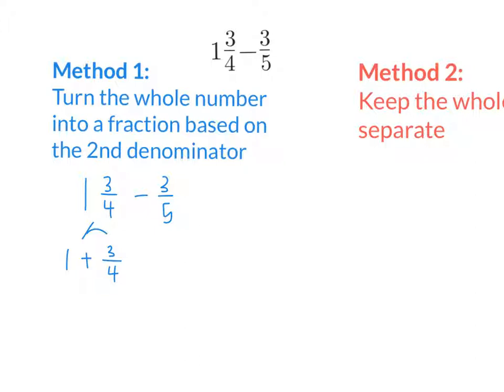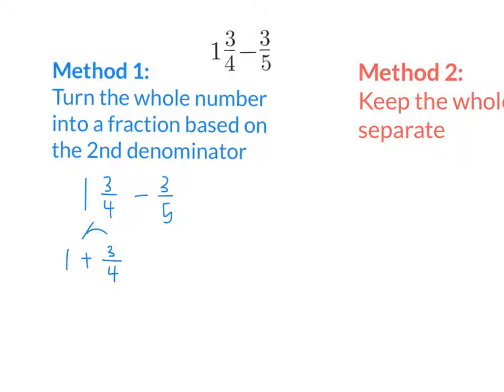Now, what are some different versions of 1 I could say? Could there be 1 over 1? Is that 1? Yeah. 2 over 2? 3 over 3? 4 over 4? 5 over 5? 102 over 102? Yeah. So my method number 1 says I'm going to turn the whole number into a fraction based on the second denominator. What's my second denominator? 5.